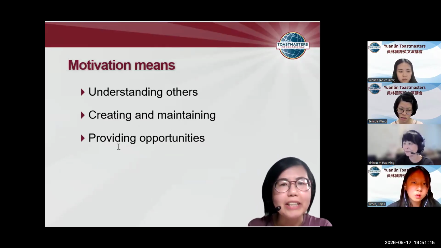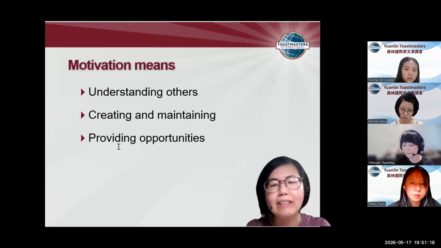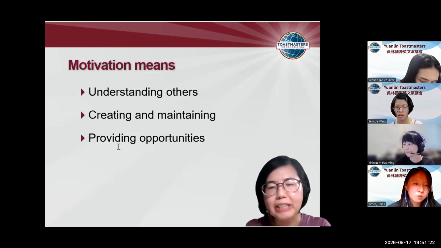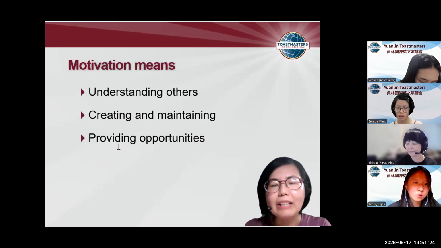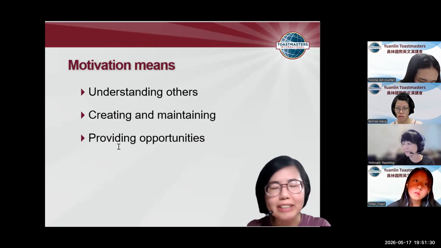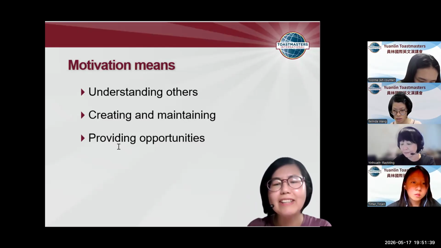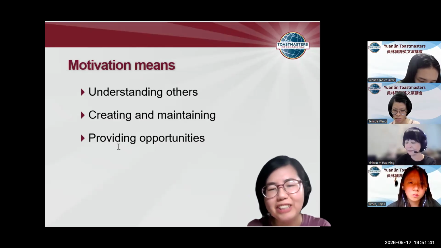Second, creating and maintaining. For example, when I teach English in kindergarten, as soon as I say, students who behave well today can get a sticker, you immediately see the children's eyes light up and everybody raises their hand eagerly to answer questions.